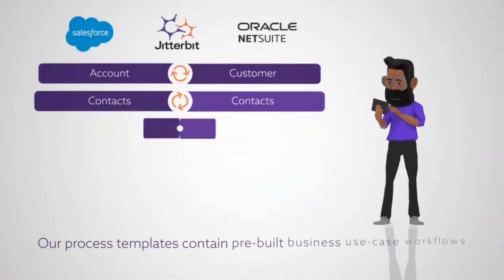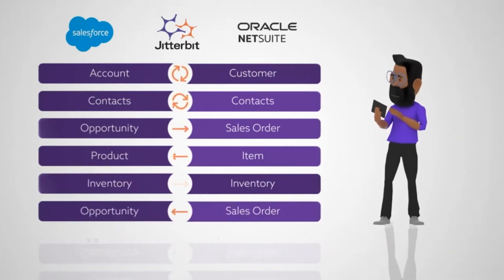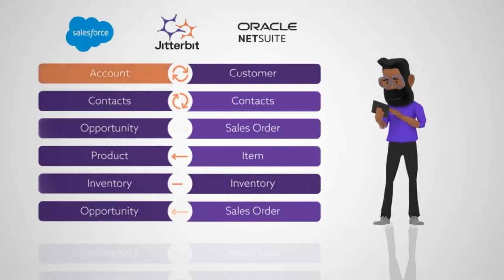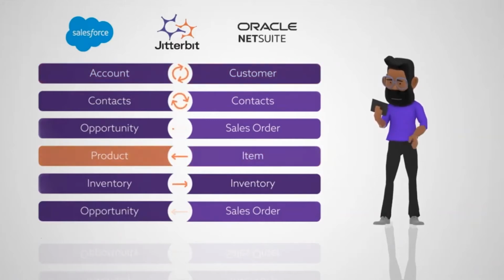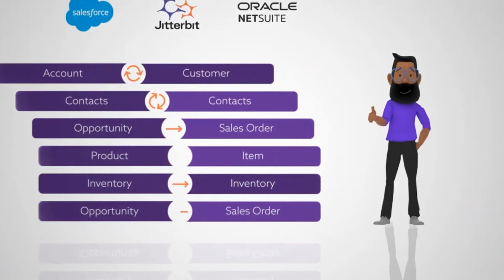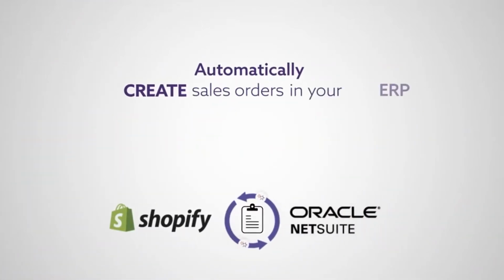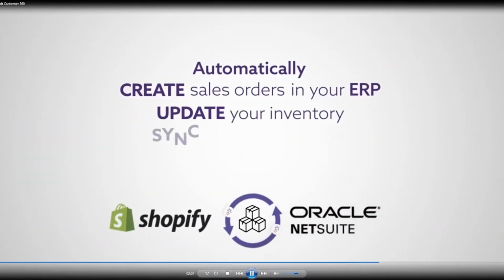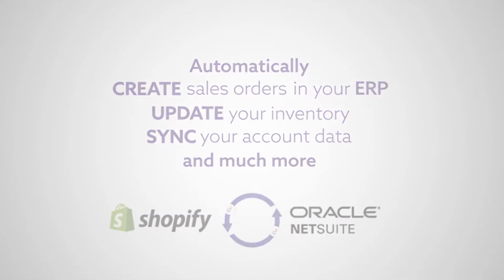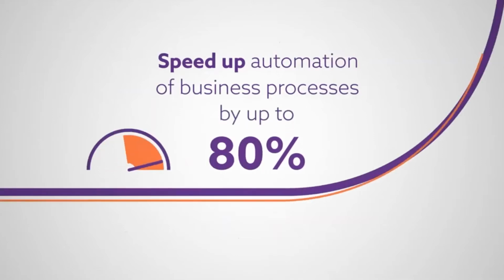Our process templates contain pre-built business use case workflows, so you can automate the flow of data between objects such as accounts, items, products, sales orders, and more. Now you can automatically create sales orders in your ERP, update your inventory, sync your account data, and much more, as well as speed up automation of business processes by up to 80%.